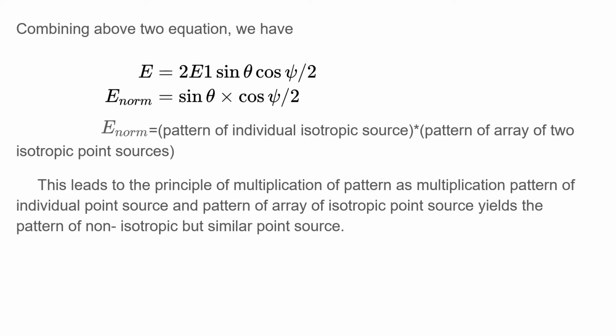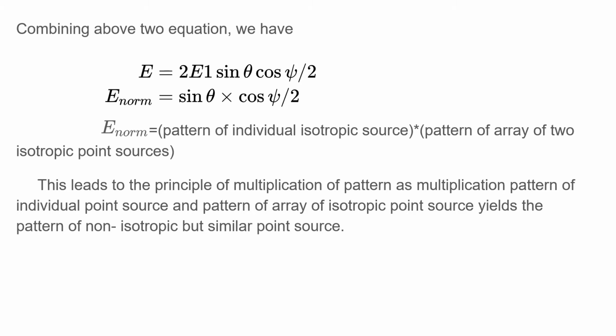So the normal value of the total electric field E will be equal to sin theta into cos psi by 2. This can be written as the pattern of the individual source, which is sin theta, multiplied by the pattern of the array of two isotropic point sources, which is cos psi by 2. So this leads us to a concept called pattern multiplication. Using this pattern multiplication, you can easily calculate the total field of the components present in an antenna array.